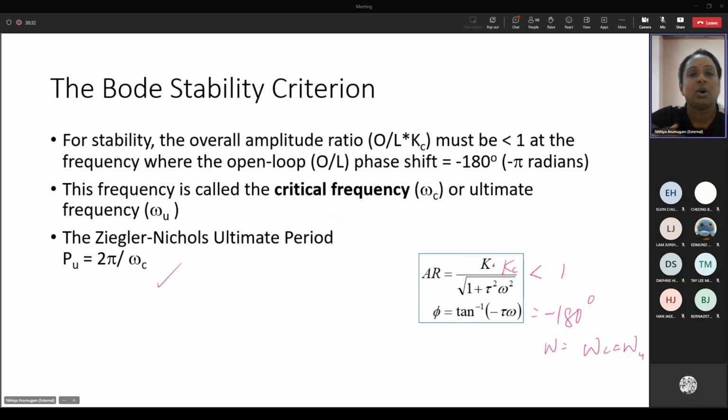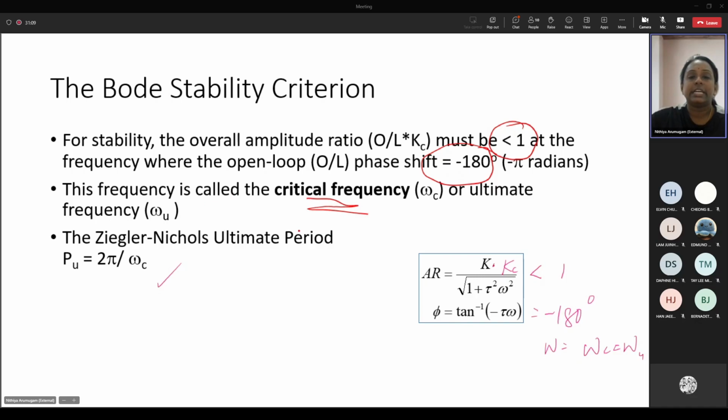So for stability, the overall amplitude ratio must be less than 1. Meaning for us to conclude the system is stable, the amplitude ratio must be less than 1. So this is one factor that we need to consider. And secondly, the open loop phase shift must be equal to negative 180 degrees or negative pi radians. The frequency in this system we call the critical frequency or ultimate frequency.